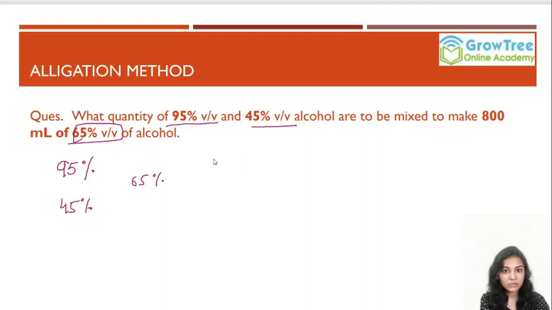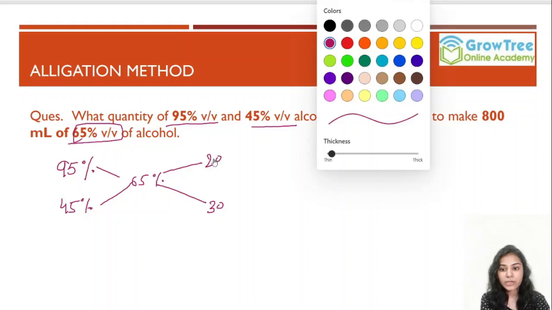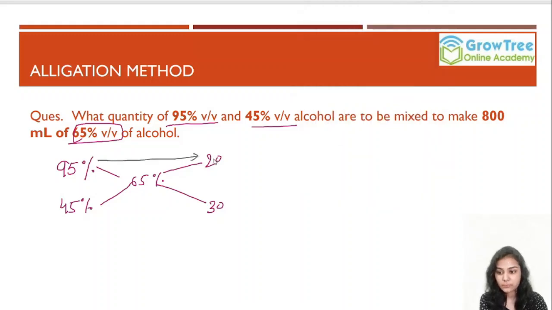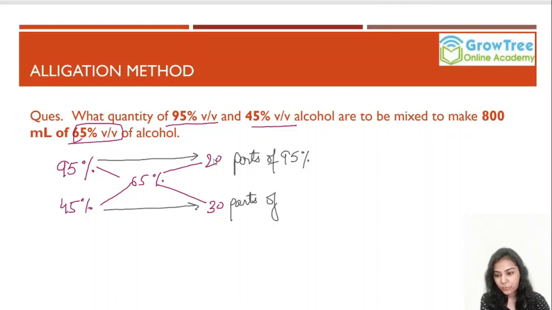So first we have to go diagonal for both the values and subtract both the values too. 95 minus 65 would be 30 and 65 minus 45 would be 20. Now we are done going diagonal, we have to go straight. That means 20 parts of 95% alcohol and 30 parts of 45% alcohol is required. Now by using unitary method again, we are going to calculate the volumes.